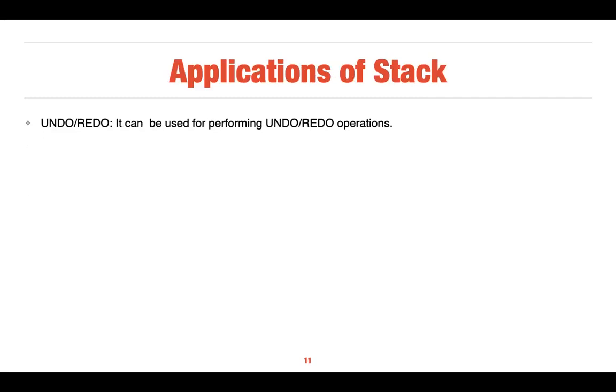Now, if we talk about applications of a stack, in our daily life, if we have to perform undo and redo operations, stacks are used. Undo and redo means if you write something in a text editor and you press Control-Z or undo, then what happens? The work which you did last, or the thing which you wrote last, will be removed first, and the work which you did first will be removed last. So how does it happen?